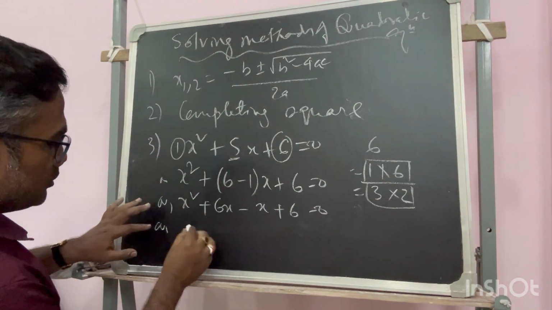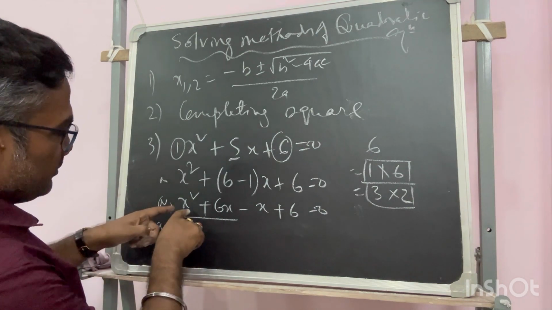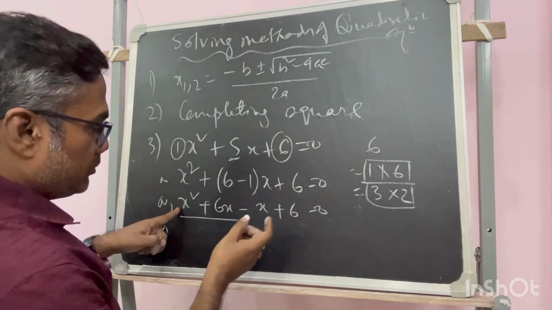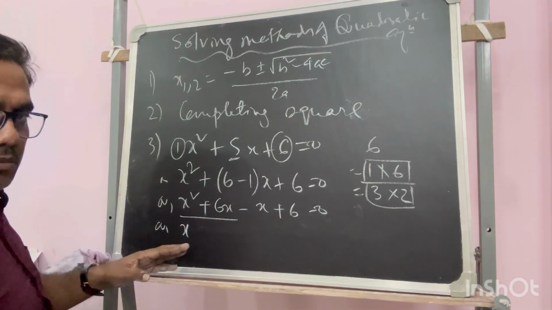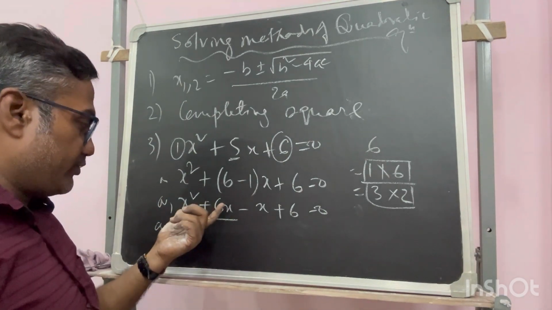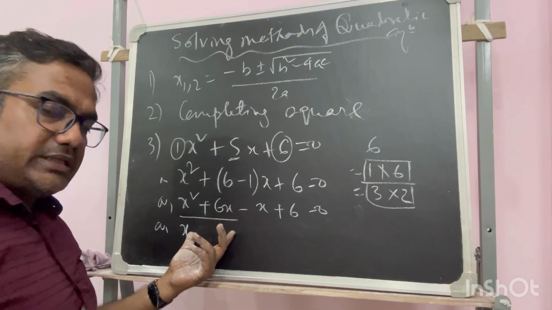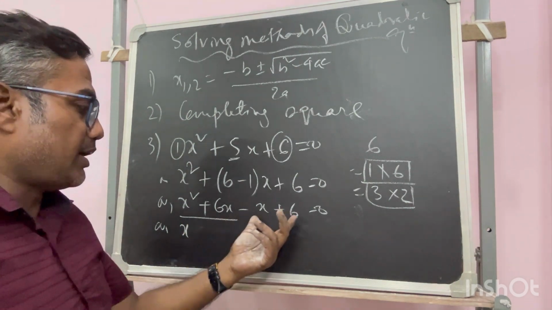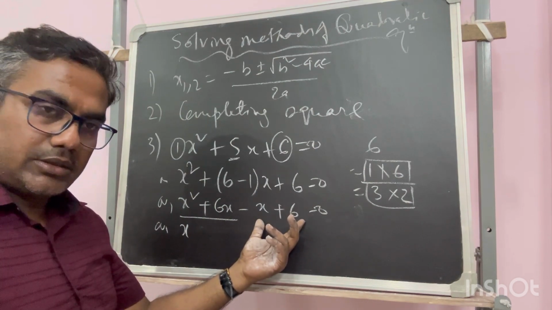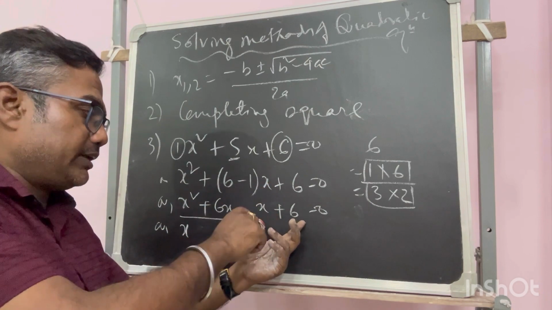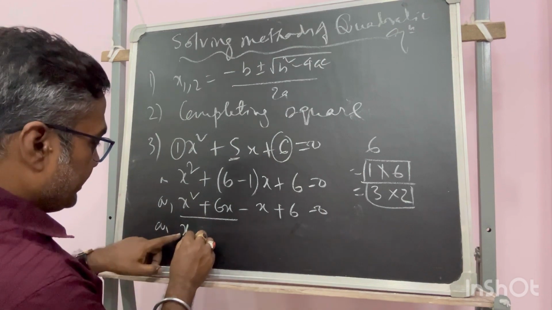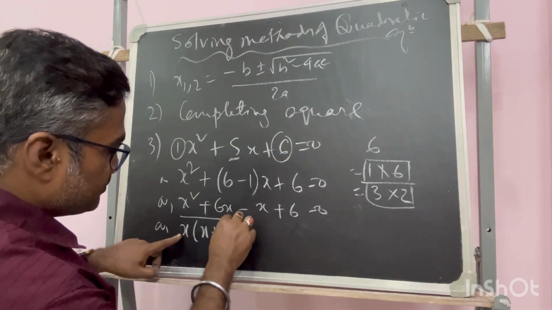Now what I have to do for the first two terms, where order 2 and order 1 is there, we have to take something common. While I take something common out of these two terms, I will get something inside the bracket that has to match. So I take x common, so I will get x plus 6 here.